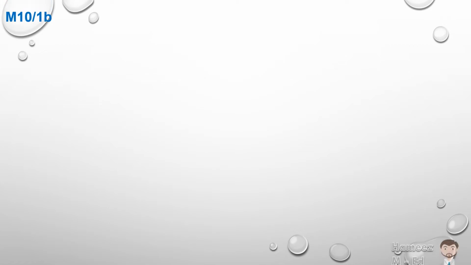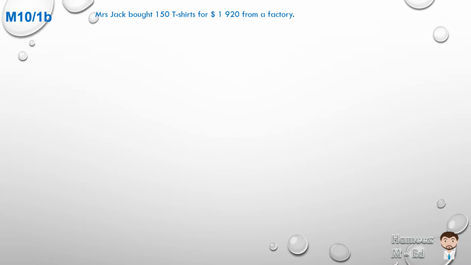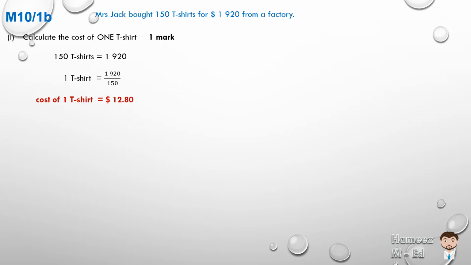May 2010, number 1B. Mrs. Jack bought 150 t-shirts for $1,920 from a factory. Part 1. Calculate the cost of one t-shirt. So we can equate that 150 t-shirts which Mrs. Jack bought, she paid $1,920. So the cost of one t-shirt by simple ratio would mean we want to carry the 150 across. So that will be 1,920 divided by 150. As such, the cost of one t-shirt works out to be $12.80.